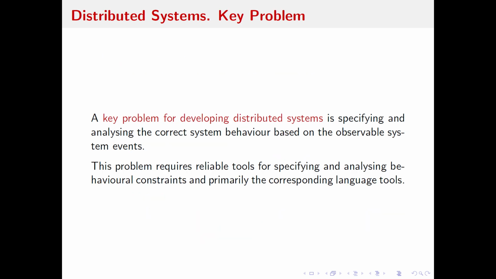Summing up this review, we can claim that the key problem for developing distributed systems is specifying and analyzing correct system behavior based on observable system events. The important conclusion of this claim is the necessity of reliable tools for specifying and analyzing behavioral constraints, and primarily the corresponding language tools.